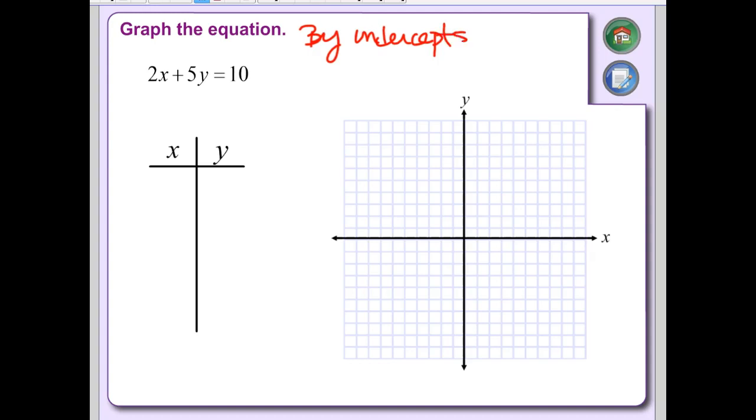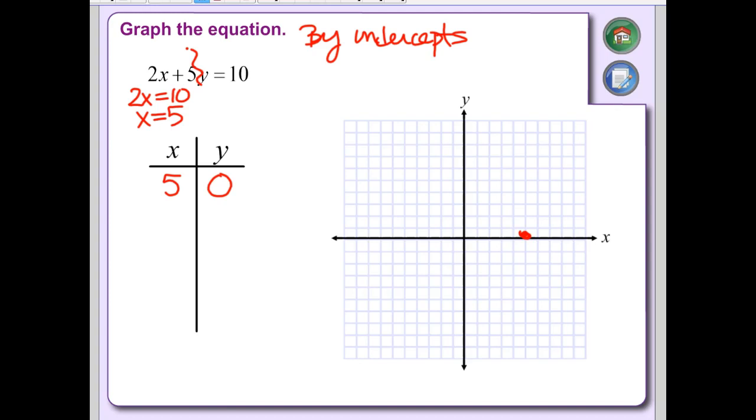So if I'm going to graph intercepts, to find the x-intercept, we make y 0. So if I make y 0, that term is gone, so we have 2x equals 10. So what does x equal? Yeah, x equals 5. That is my x-intercept. We're at 5, 0. We can go ahead and plot it. 1, 2, 3, 4, 5. There's my x-intercept on my x-axis.